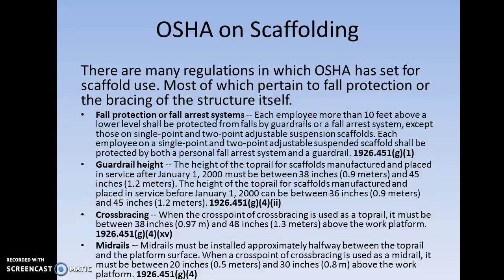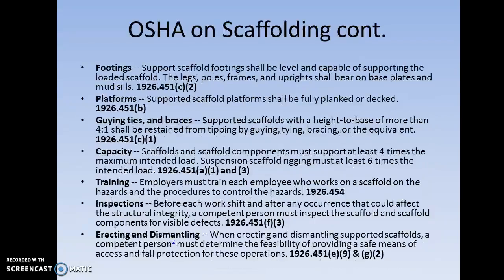Midrails. Midrails must be installed approximately halfway between the top rail and the platform surface. When a cross point of cross bracing is used as a midrail, it must be between 20 inches and 30 inches above the work platform. Footings. Support scaffold footings shall be level and capable of supporting the loaded scaffold. The legs, poles, frames, and uprights shall bear on base plates and mudsills. Platforms. Supported scaffold platforms shall be fully planked or decked.